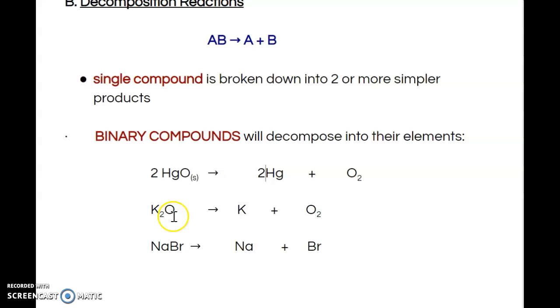Same thing with K2O. Okay, I have two potassiums, so I'm going to put a 2 here, and I have 2 here. I'm going to put a 2 here to balance out my oxygens, but now I have 4 potassium, so I'm going to change this to a 4. Okay, potassium oxide gets broken down into potassium plus oxygen.